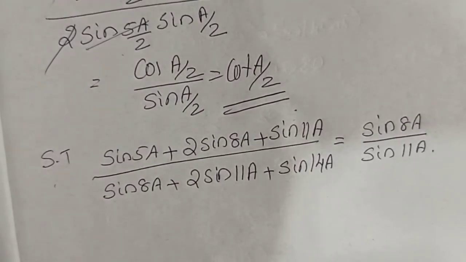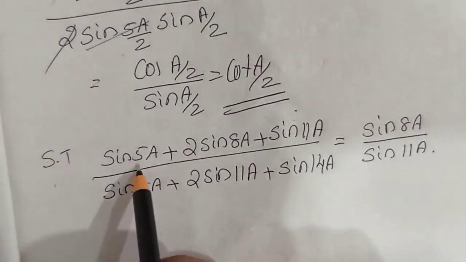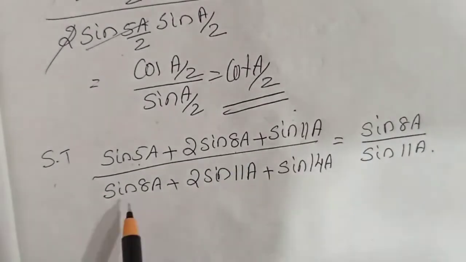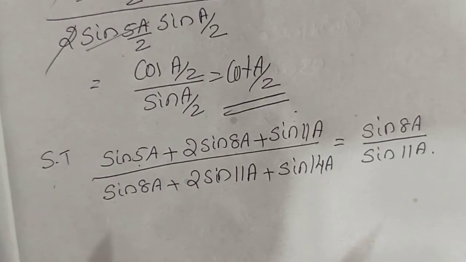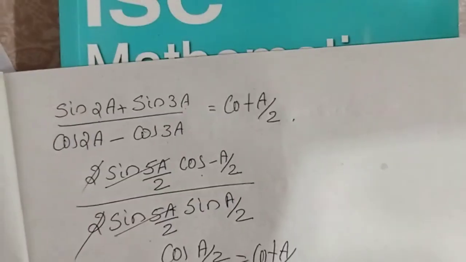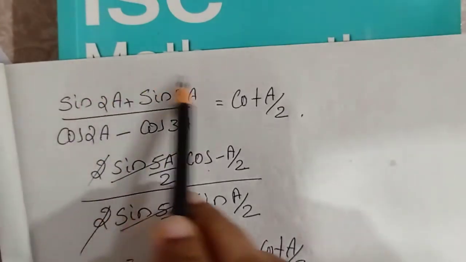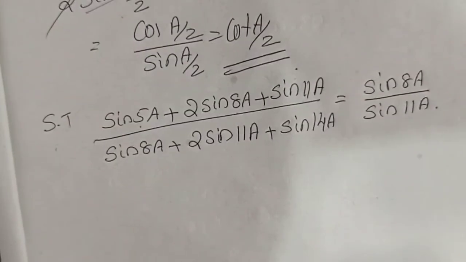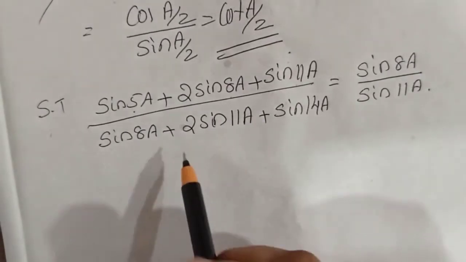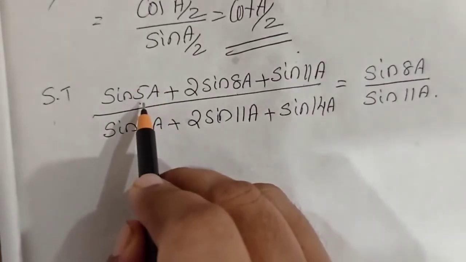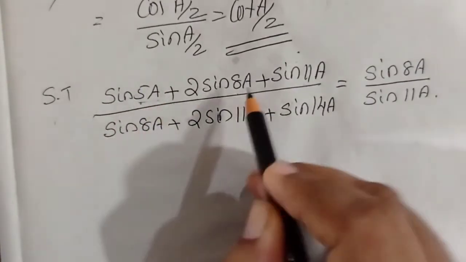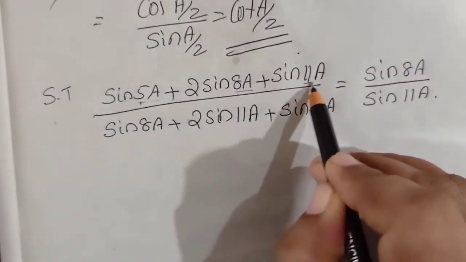All of you look at the board. In the question, the numerator contains how many terms? 1, 2, 3. And the denominator also contains 3 terms. We can apply the formula only if there are only 2 terms, isn't it? Therefore, how can you compare this? Take the angles. First angle is 5A, second angle is 8A, and the third angle is 11A.